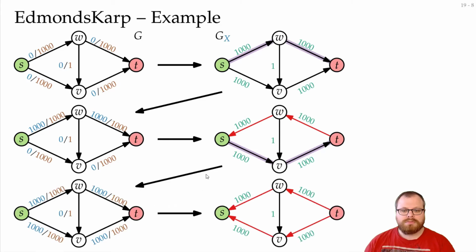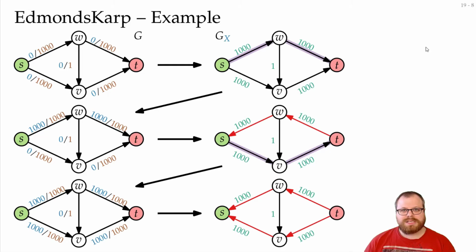And what now? Now we're done. There is no ST path here anymore, and we can clearly see that this is a maximum ST flow because all the edges at S are completely full. So we're already done after 2 steps.